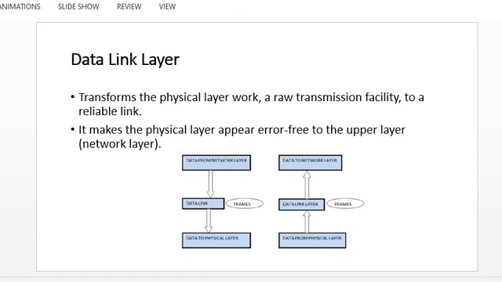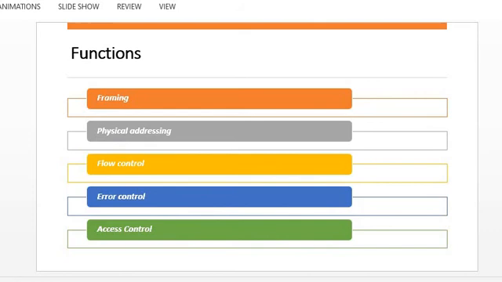So some of the functions of the data link layer include framing, addressing, flow control, error control, and access control.